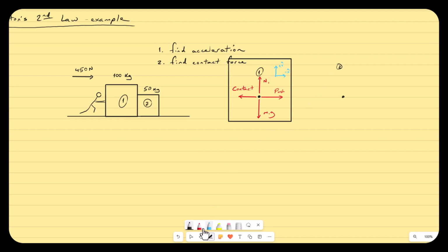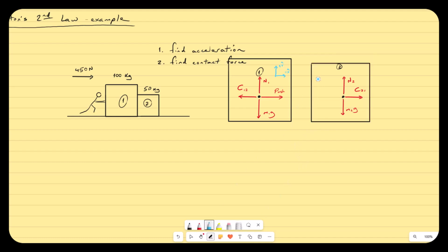For block 2, I'm going to get an M2G going down, an N2 going up. Here's that contact force again, and I'm actually going to relabel this. I'm going to call this thing C on 1 due to 2. This one's going to be C on 2 due to 1. And there's not a push force on this free body diagram, because the person is not actually pushing against block number 2. That's an after effect.